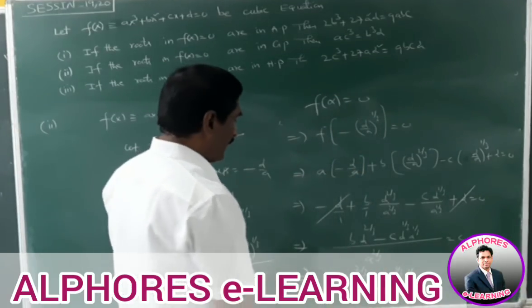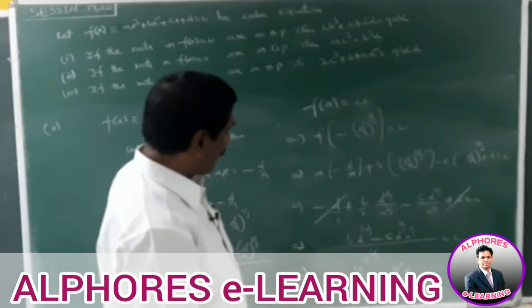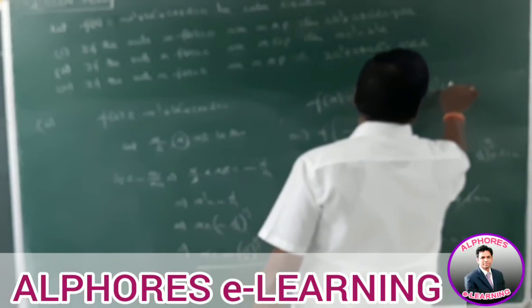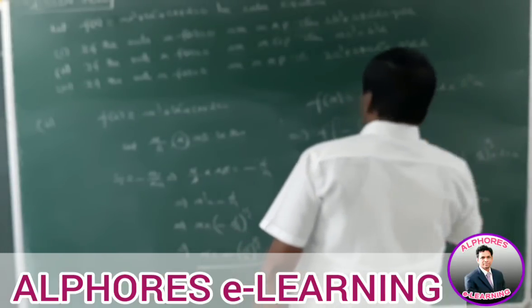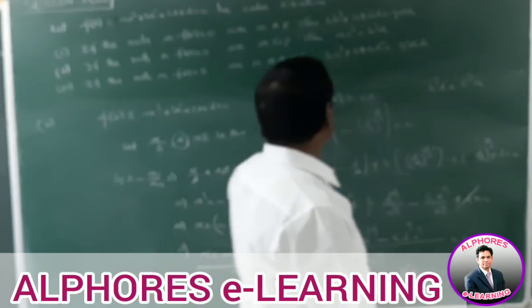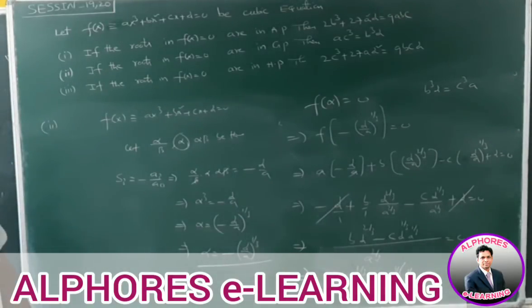Here D power 1 by 3 cancels on both sides. After cubing on both sides, we get B cube D is equal to C cube A. That means AC cube is equal to B cube D. If the roots are in GP, the standard condition is AC cube is equal to B cube D. Okay, that is the required proof.